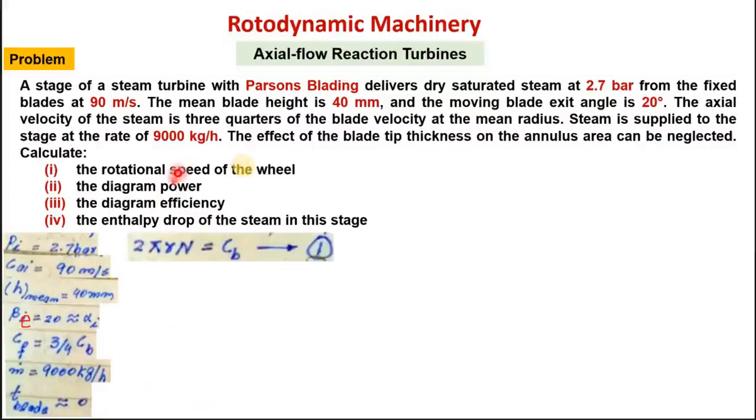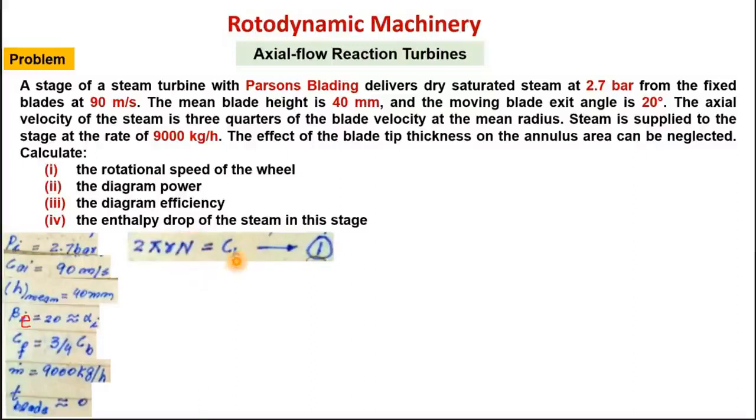Now part 1 is to find out the rotational speed, and we know the formula from where we can find out the rotational speed, and that is given by 2 pi Rn is equal to Cb, or you may also write it in the form of diameter. Then it will be pi dn is equal to Cb. So this is the equation from where we can find out the revolutions per minute or the rotational speed of the wheel.